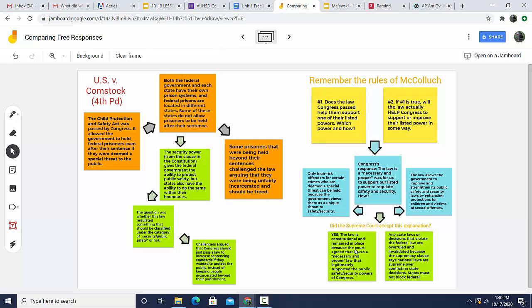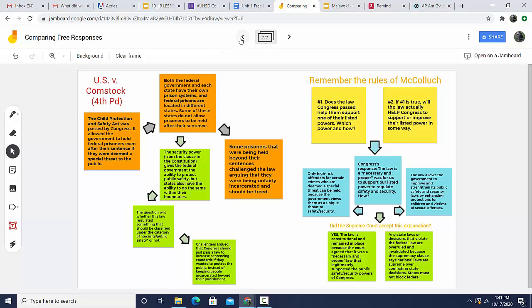Ultimately, is this reasoning acceptable to the court? Yes. The court says yes, the law is constitutional. It remains in place because the court agrees it is a necessary and proper law that legitimately supported the public safety and security powers of Congress. And so any state laws or decisions that violate the federal law are overruled. They are invalidated because the national law here is supreme. So ultimately, this meant that states had to follow the federal ruling when it dealt with federal prisoners, even if those prisons were located in their state.